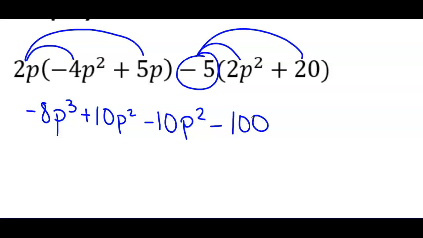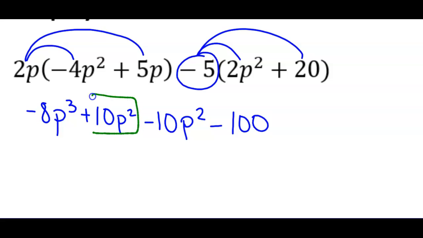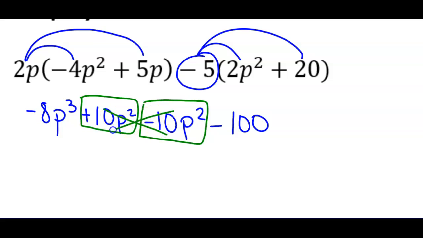And now I'm going to look at my answer. And I notice that I have a positive 10p squared and a negative 10p squared. So what's going to happen when I combine those? I'm going to add those together. 10p squared plus negative 10p squared will cancel. And my answer then is going to be negative 8p cubed minus 100. So it's important that you keep track. It's important that you show good work.